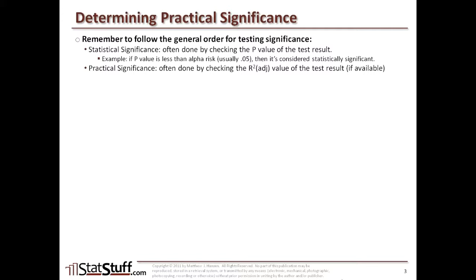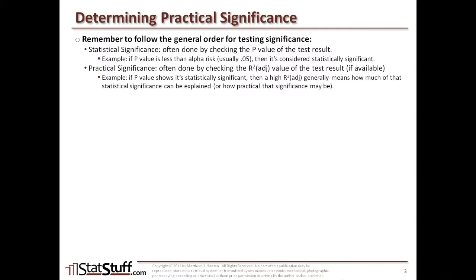For practical significance, however, this is where we might refer to something like the r-squared or r-squared adjusted value of the test, if it's available for that particular test. So as an example, if the p-value shows that it's statistically significant, then a high r-squared adjusted value could mean that much of that statistical significance can be explained, that is, how practical that significance may be. However, even though you might have a very low p-value, that is, you're trusting that it is statistically significant, if your r-squared or r-squared adjusted value ends up being very low, you might say, yeah, it's statistically significant, but it really doesn't make much of a difference practically at all.